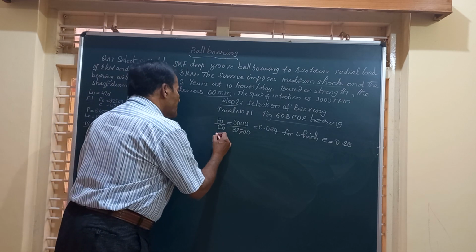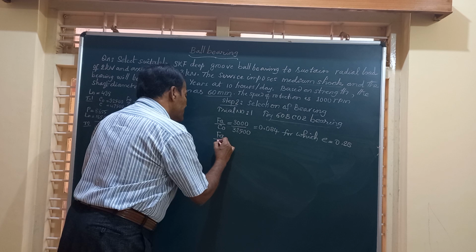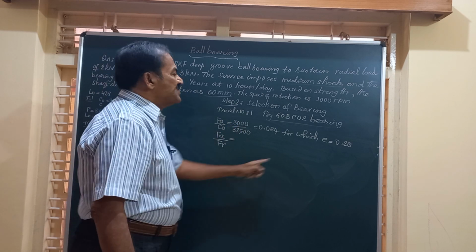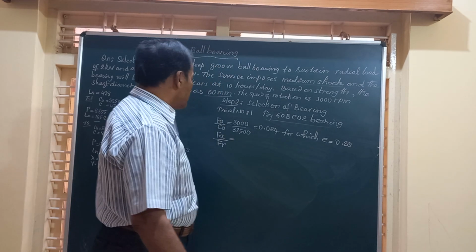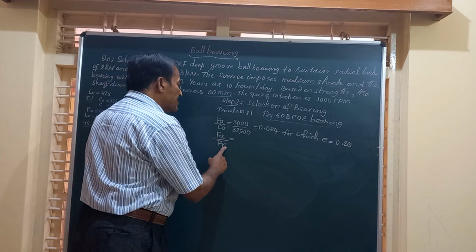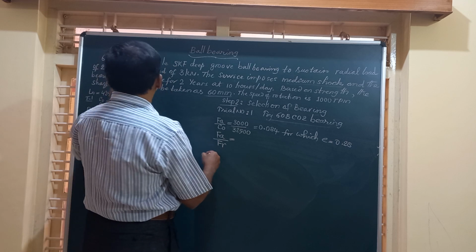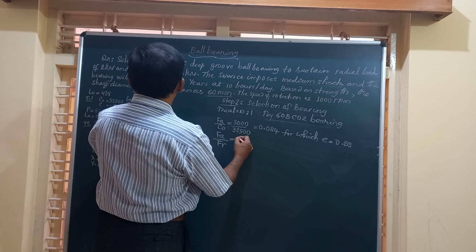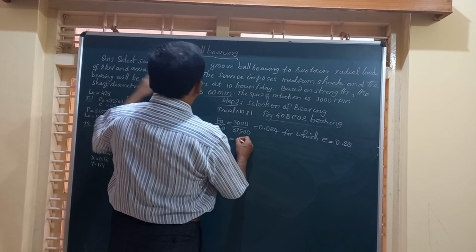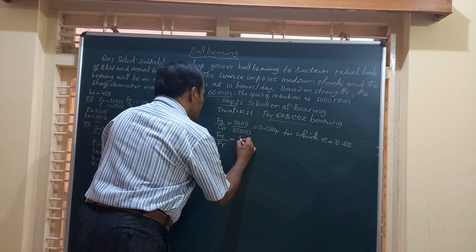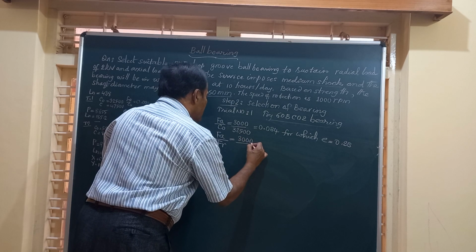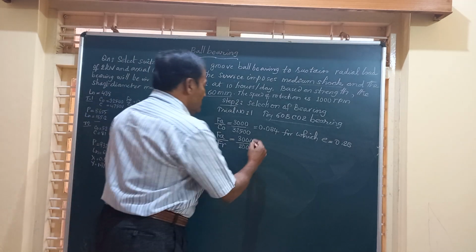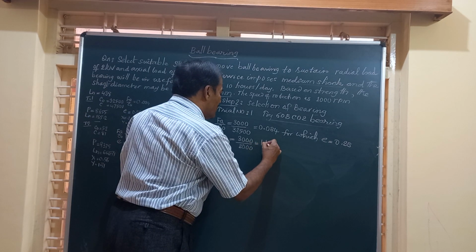Next, we also find out what FA over FR ratio is for the given bearing, because we have to compare this with E to get X and Y. So FA over FR for the given bearing is, FA the axial load is 3000, 3 kilonewton, divided by the radial load 2 kilonewton or 2000 Newton. So this works out to 1.5.